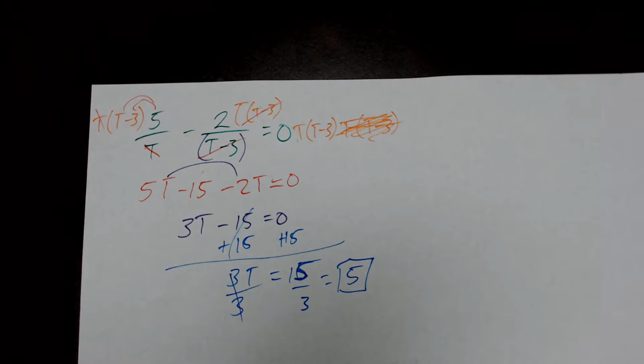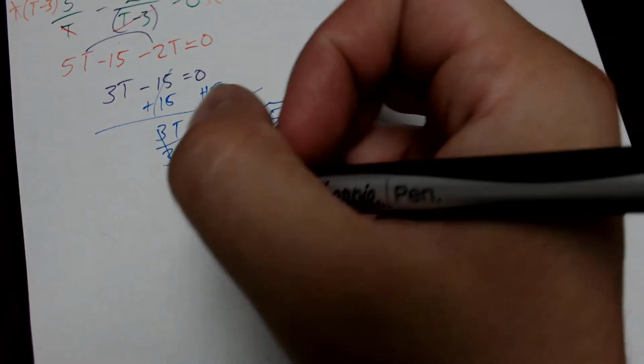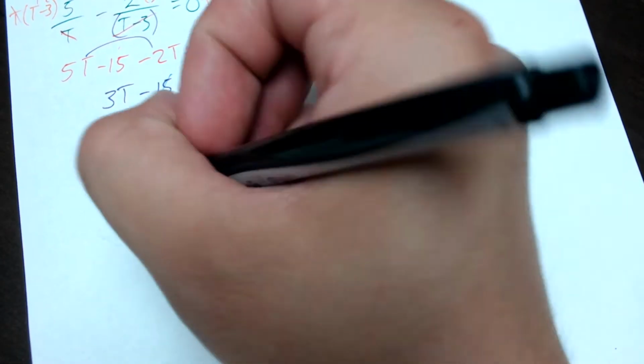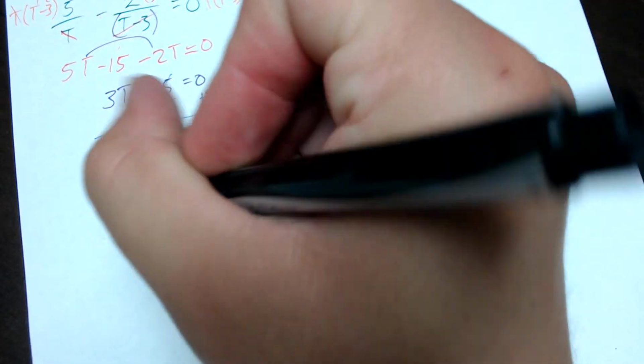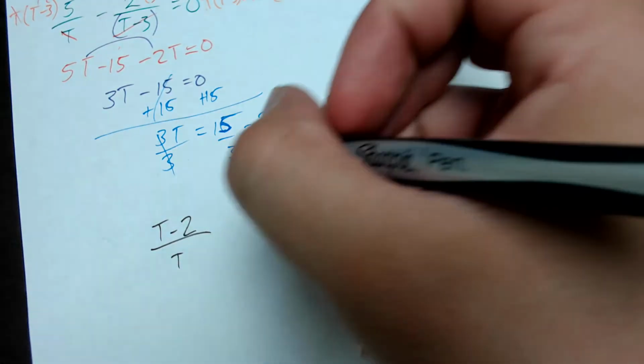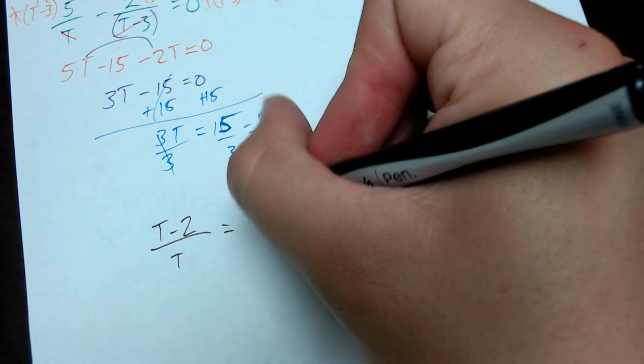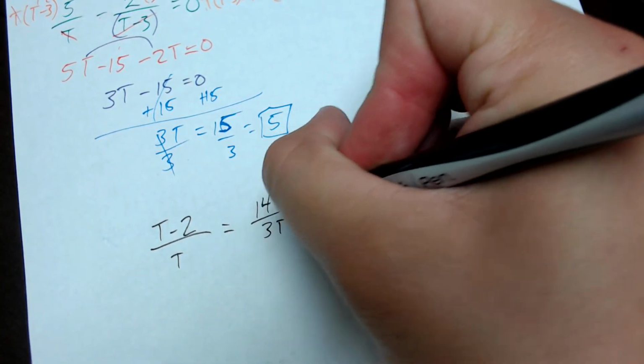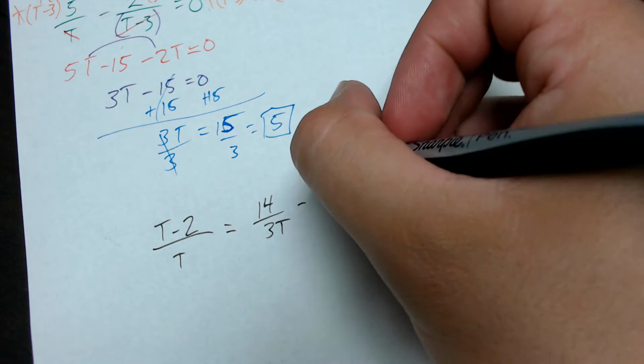I'll try to find a really tough example. Here we go. No, that's not tough at all. All the other examples look just like that. Here we go, got it. The last example I'll do is t minus 2 over t equals 14 over 3t minus 1/3.